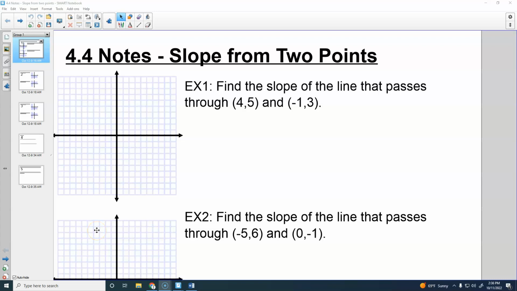We're going to skip a couple of them so that you have a little time to, hopefully, we'll see, do some of that. But we may not do every single one of these. But find the slope of the line that passes through (4, 5) and (-1, 3).